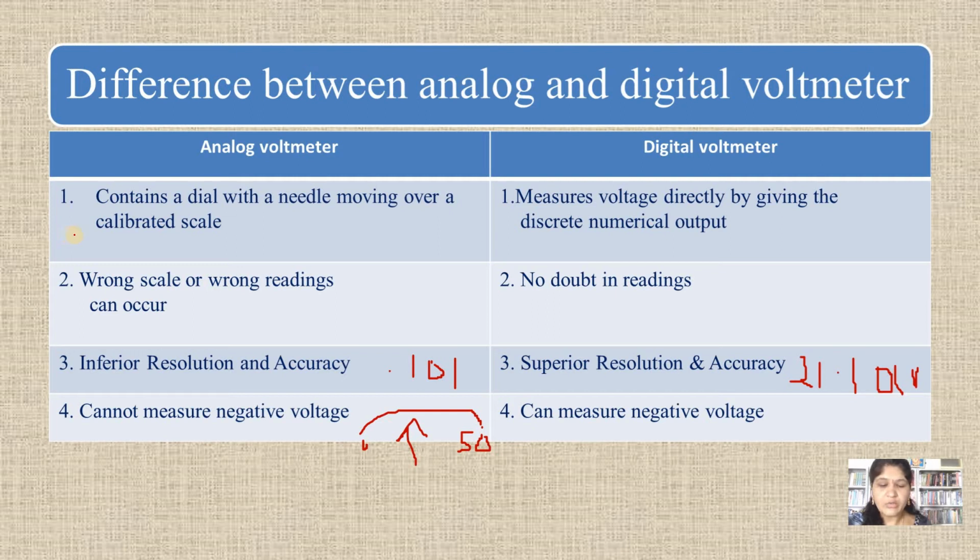So in the analog voltmeter, we cannot use the instrument roughly, whereas digital voltmeters can be used roughly by the observer because no damage will occur if it falls from the table. So that is the difference between the analog voltmeter and the digital voltmeter.